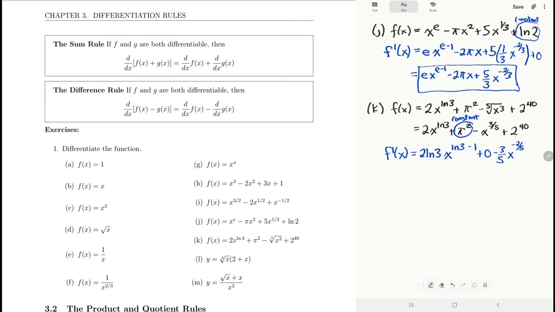And then the derivative of 2 to the power of 40, well, that is also a constant, and so its derivative is 0. And so our derivative will be 2 times the natural log of 3 times x to the natural log of 3 minus 1 minus 3 over 5 times x to the power of 2 over 5.